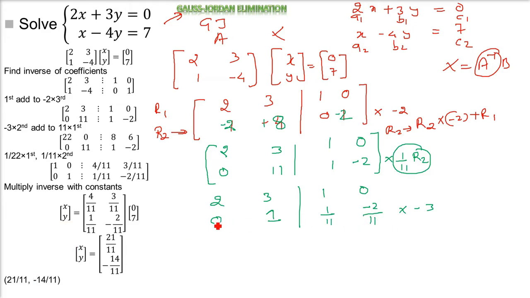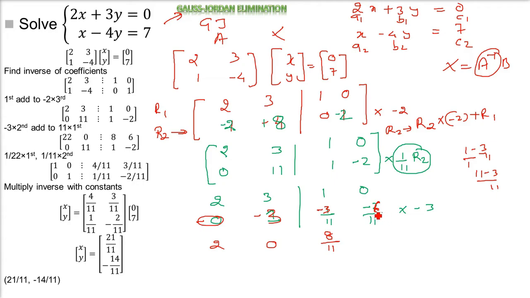So if I multiply the second row with -3, you get 0 here, -3 here, -3 by 11 here, and this is going to be 6 by 11, because we multiplied by -3. So 2, 0, 1, 1, 0, and we have to add it now because 2 plus 0 is 2, 3 minus 3 is 0, and then we have 1 minus 3 by 11, that is going to be 8 by 11, and 0 plus 6 by 11, it is going to be 6 by 11.